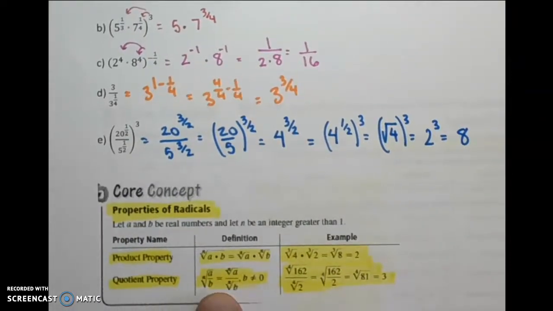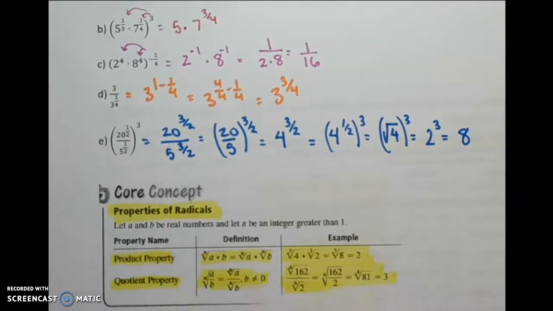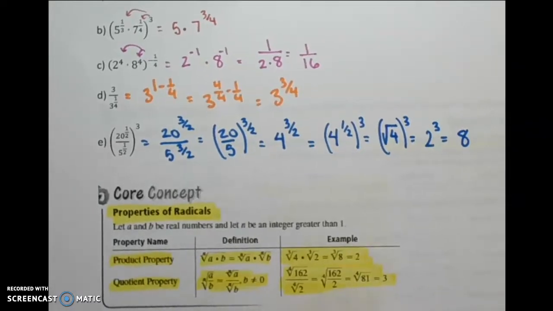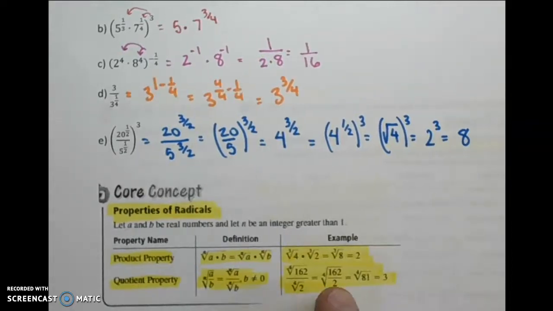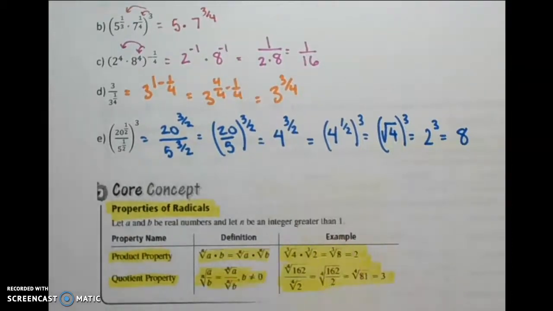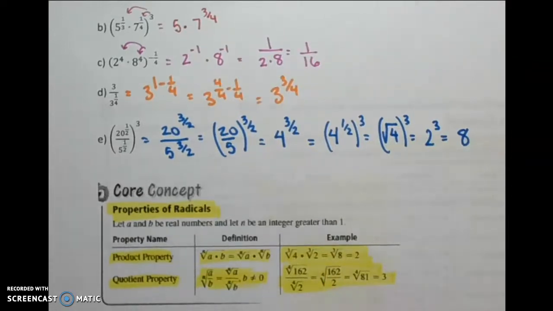And then the quotient property is the nth root of a divided by b is equal to the nth root of a divided by the nth root of b. Basically those work vice versa. The 4th root of 162 divided by the 4th root of 2 is equal to the 4th root of 162 divided by 2. And then the 4th root of 81 is 3 if we continue on with that. Alright, so I'm going to keep on going. Let's flip that up here.